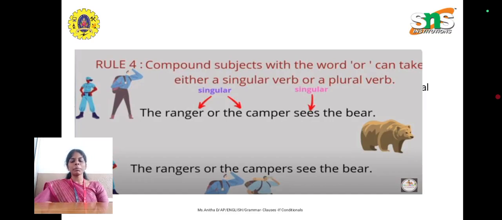Another example: the rangers or the campers. Suppose I have another person here with me, and that person is also writing something. I can use a red pen and she can use a blue pen. So at the same time we are both using pens. It is like the rangers or the campers, which means a group of rangers or a group of campers. However, it is plural, so we have to use a plural verb, see the bear.